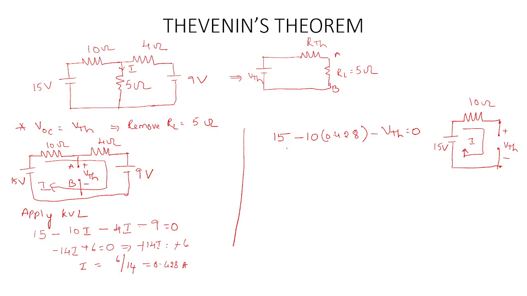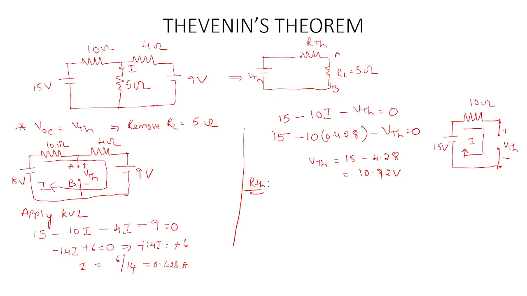So minus to plus, it is a rise, 15, and drop across the 10 ohms is minus 10 into I. Already I we have calculated here. So 15 minus 10I, and plus to minus, tracing the circuit, it is a drop. So V Thevenin is equal to 0. So substituting it, 15 minus 10 into 0.428 minus V Thevenin is equal to 0. We can obtain V Thevenin, which is 15 minus 4.28, that is 10.72 volts.